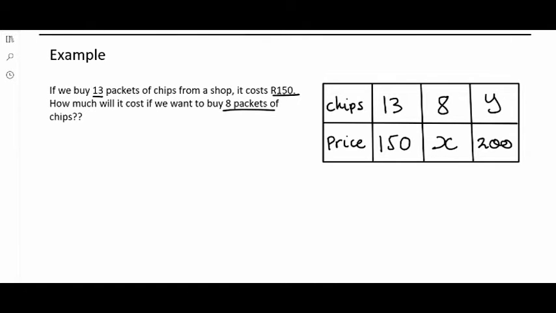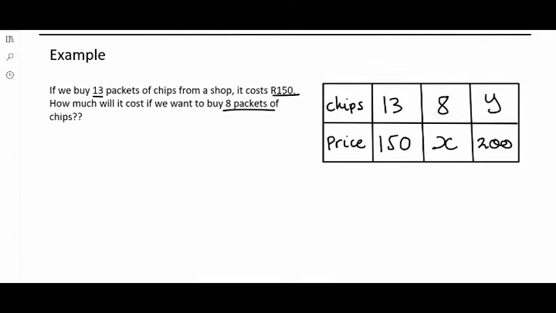Well, let's put it into a table. So we have chips to the price. 13 packets of chips cost us 150 Rand, as stated in the question. That's all well and good. If we buy 8 packets of chips, what would be the price of 8 packets of chips? I've used a variable to basically symbolize this new price. So this is a solving for x type of problem.